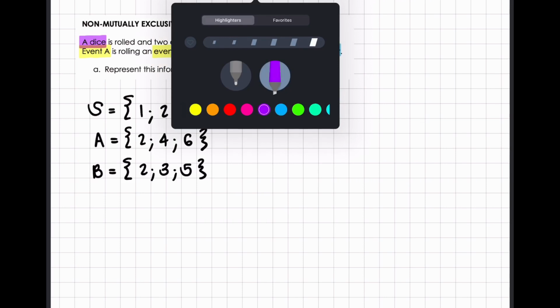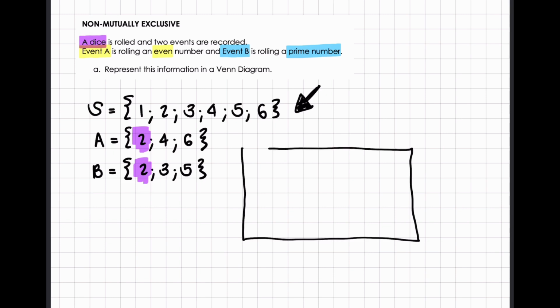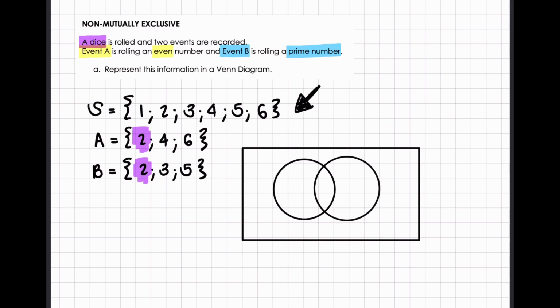Now, if I look at my event A and my event B, I can see that in fact there's a value that they share in common. There's a value that both of them have in common, and that's 2. So when I'm going to draw out my Venn diagram, I start with my rectangle, but now there's something that these two have in common, which means that my two circles are now in fact going to have something in common. They're going to have something that they share. So I have my sample space, I have event A, and I have event B. So A was rolling an even number, and event B was rolling a prime number.